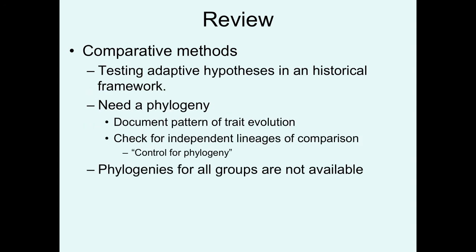The last set of methods we talked about are called comparative methods. This is where you're testing adaptive hypotheses in a historical framework. The main tool you need for this is a phylogeny, so that allows you to document patterns of trait evolution and check for independent lineages of comparison. Sometimes people refer to this as controlling for phylogeny, to make sure that your statistics are valid, that you're looking at independent comparisons. One of the biggest problems with using comparative methods is the fact that phylogenies for all groups are just not available right now, so you may be limited in your ability to use this method.